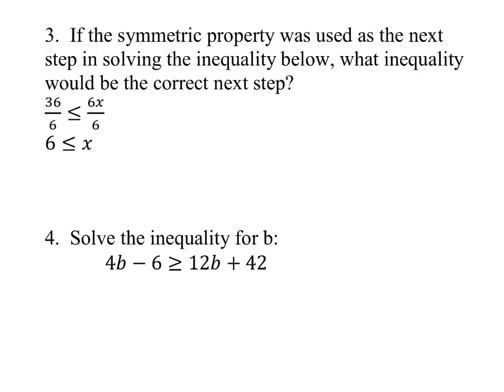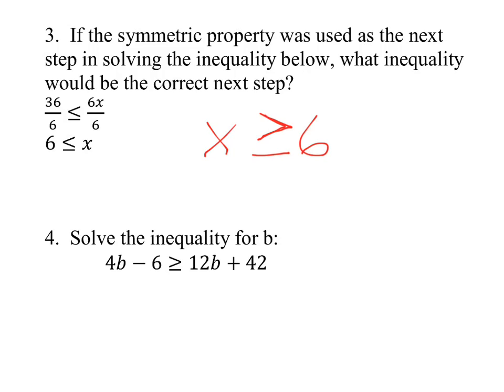The symmetric property was used as the next step in solving. What would the inequality be? Okay. With inequalities, the symmetric property means you're going to switch what is on what side. So x is going to be on the left, 6 is going to be on the right. And with inequality, you have to make sure you change the direction of that as well, because that makes it so your statement's still true. Because this says 6 is less than or equal to x, which means x has to be more than or the same as 6. So anyway, you get this.